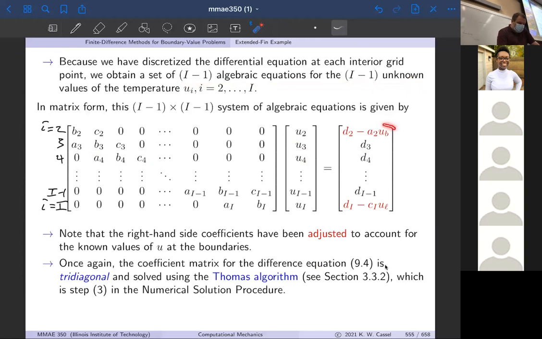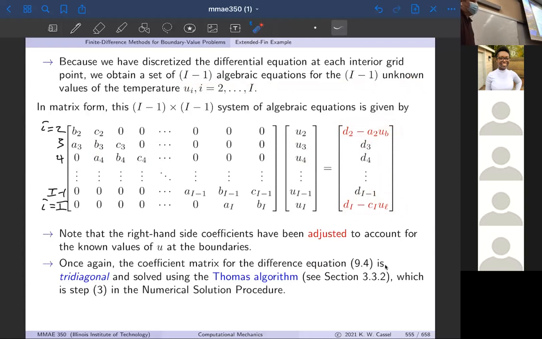I've highlighted in red the adjusted terms on the right-hand side. You'll notice all of these from 3 to capital I minus 1 are just the corresponding D's from my generic finite difference equation. But the first one, corresponding to I equal to 2, and the last one, corresponding to I equal to capital I, have been adjusted with the known stuff on the right.